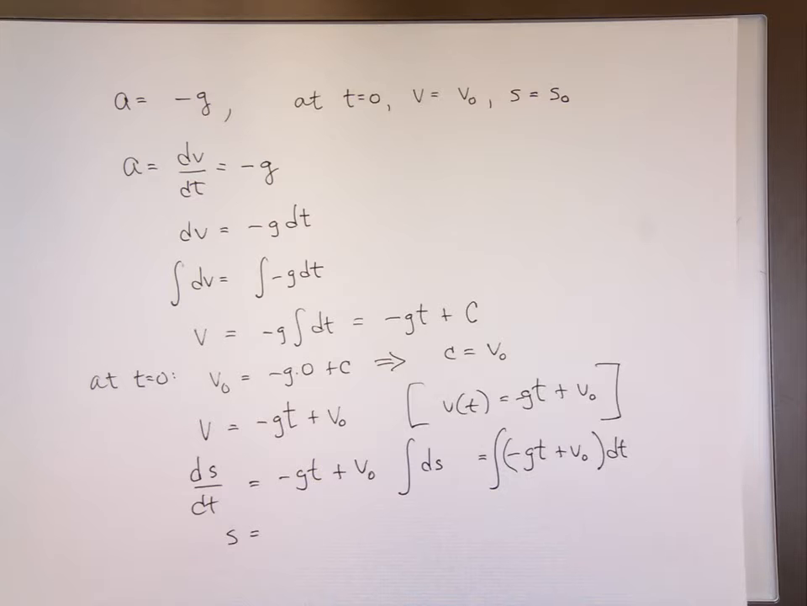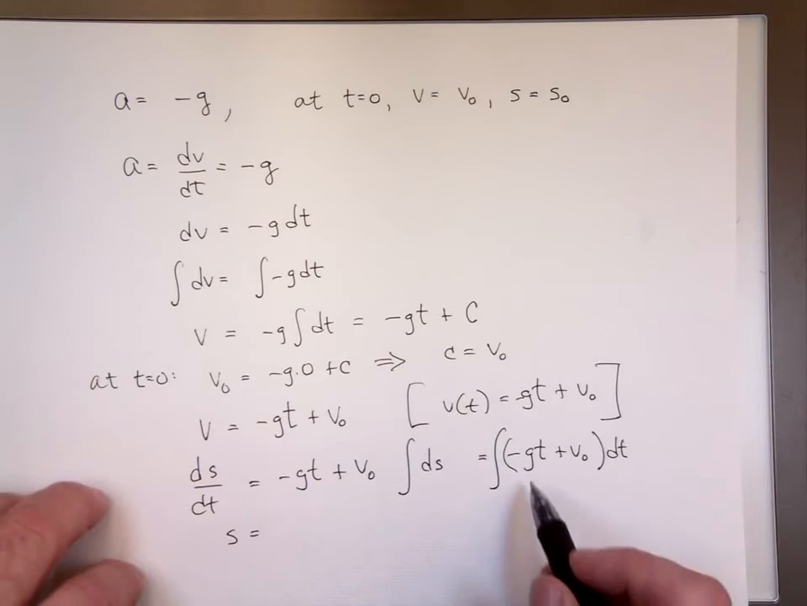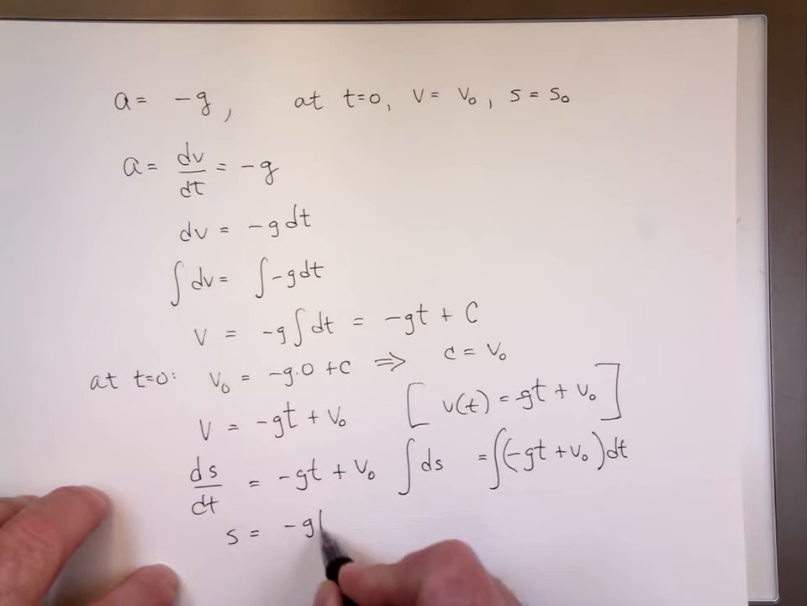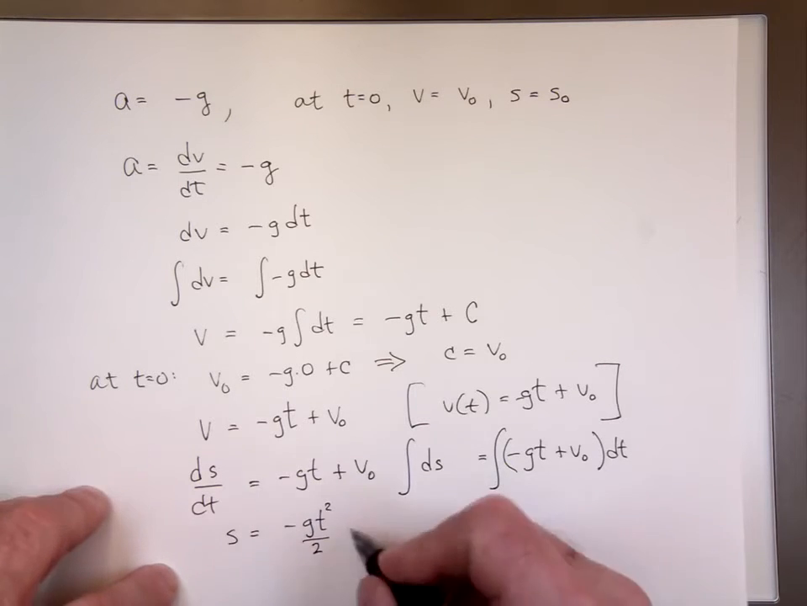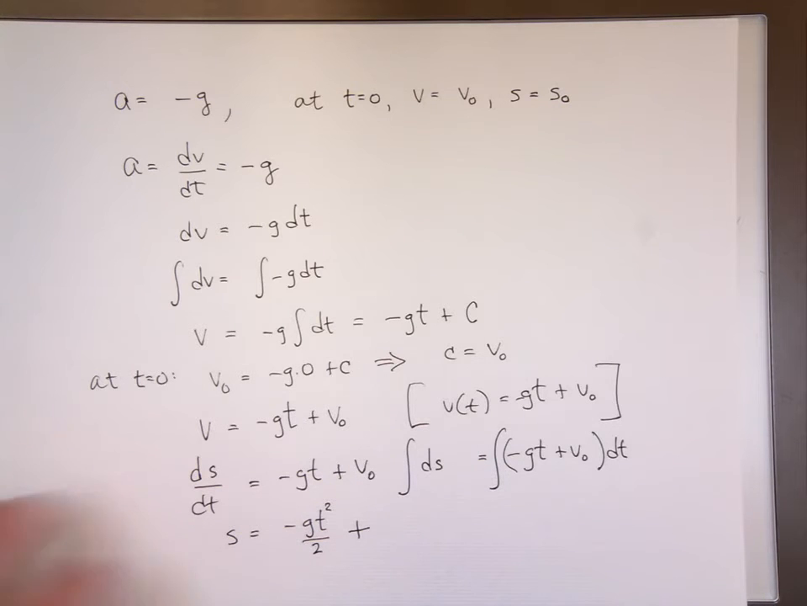T is the variable here. We're integrating t to the first power, in which case you add 1 to the exponent, t squared, and divide by 2. That's that x to the n form that we have. So you get negative gt squared over 2, plus the integral of v sub naught dt. V sub naught is a constant. What's the integral of v sub naught dt?